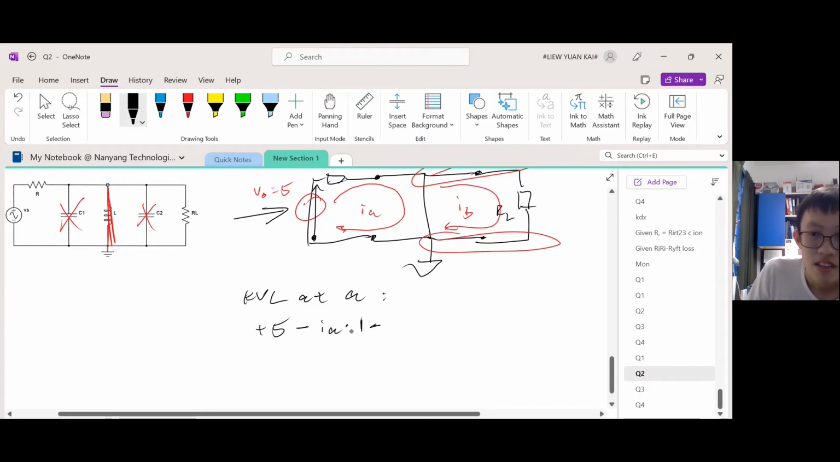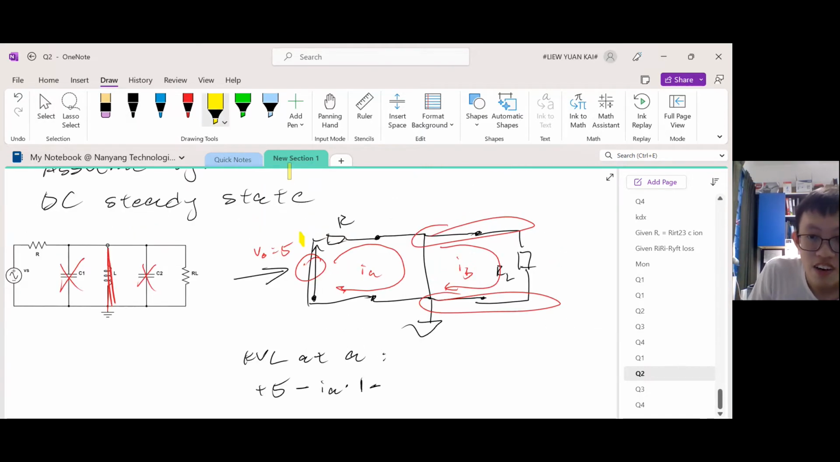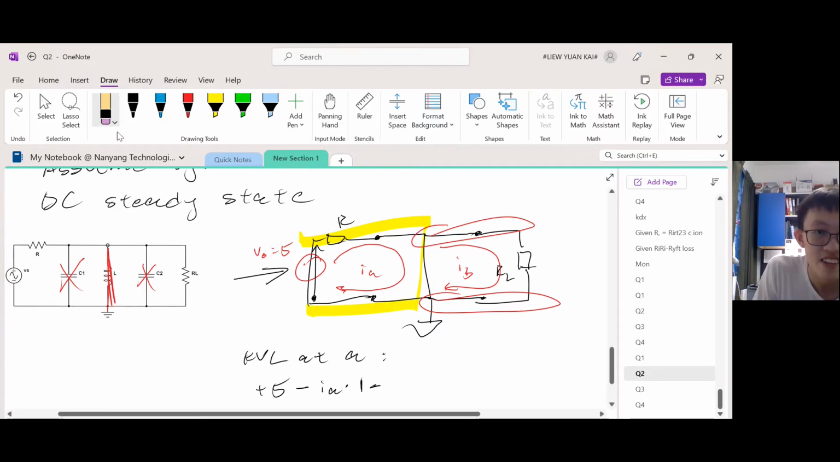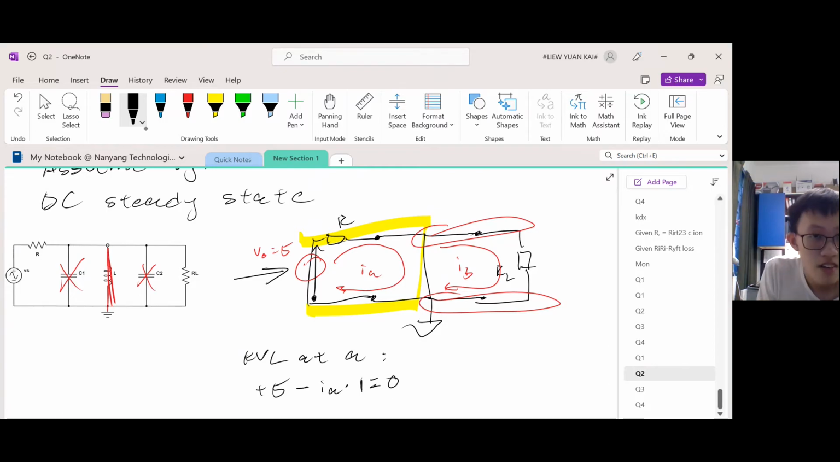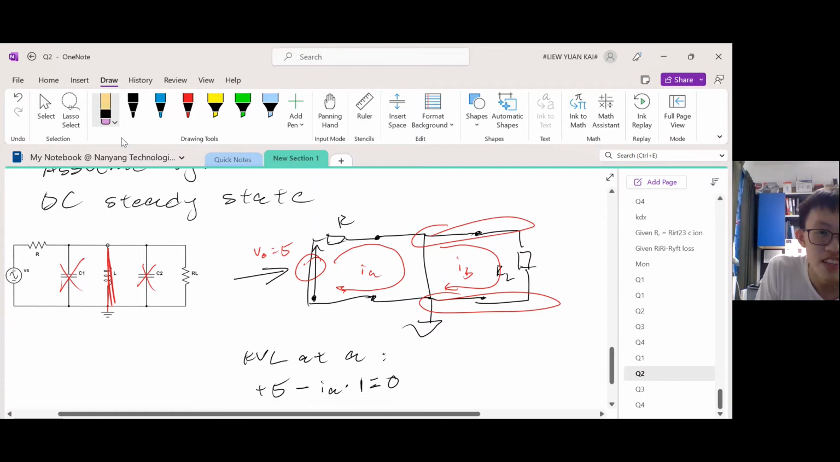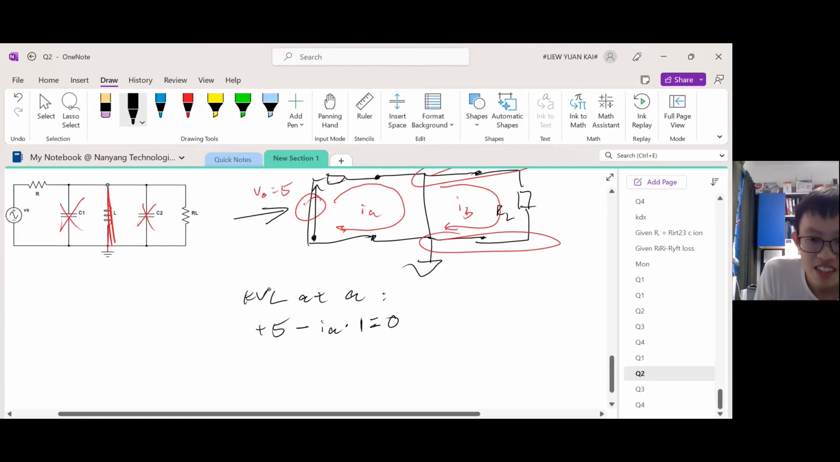After going through R, we pass through this bare wire, then go back, which means we've finished the loop. So this is equal to 0, right? What does that mean? We can actually solve this already. So this 1 can go away. That means IA is equal to 5.